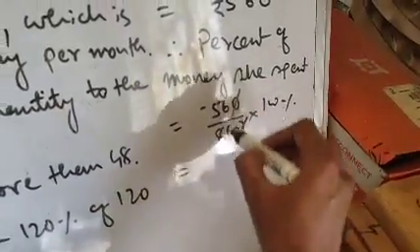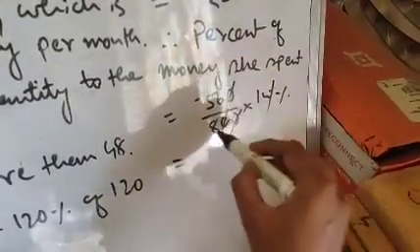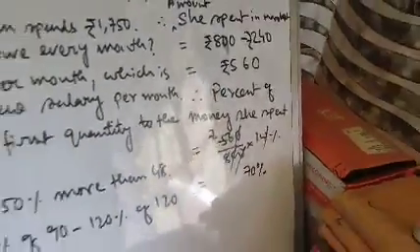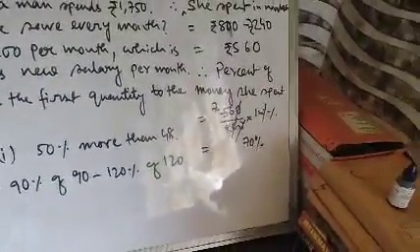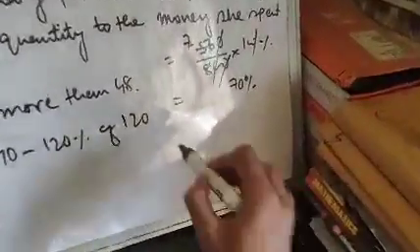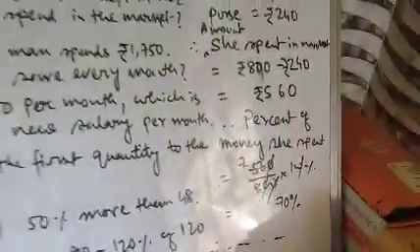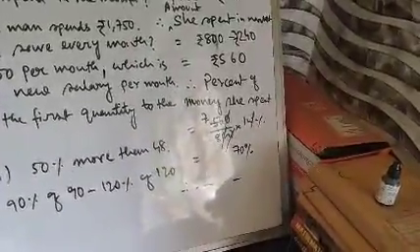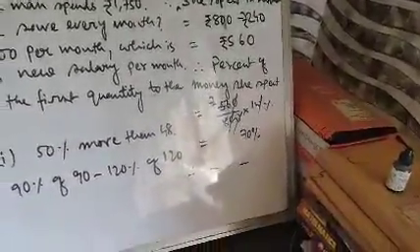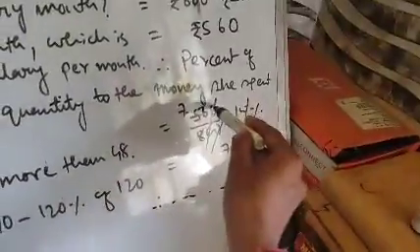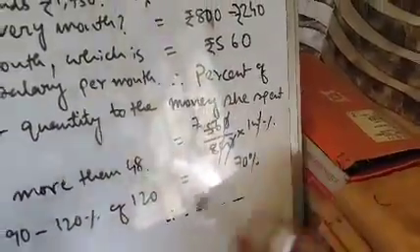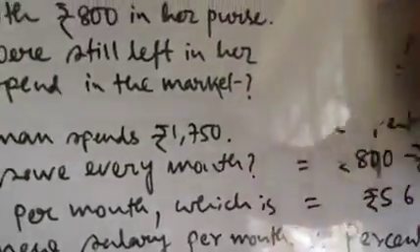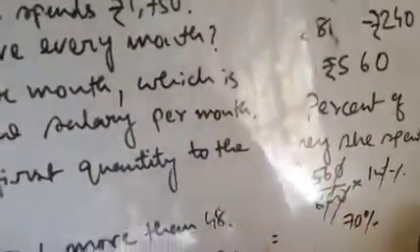So the 0 will be eliminated. 8 7s are 56, so 70%. Therefore, she spent 70% of her money in the market. That will be your answer. Here the 10s are eliminated, 8 7s are 56, answer is 70%. Next question number 6.